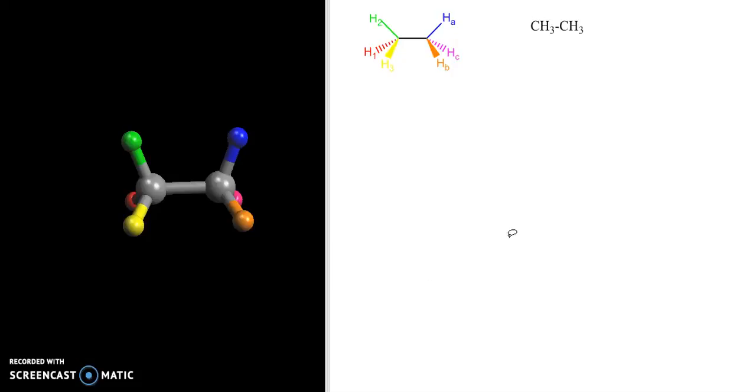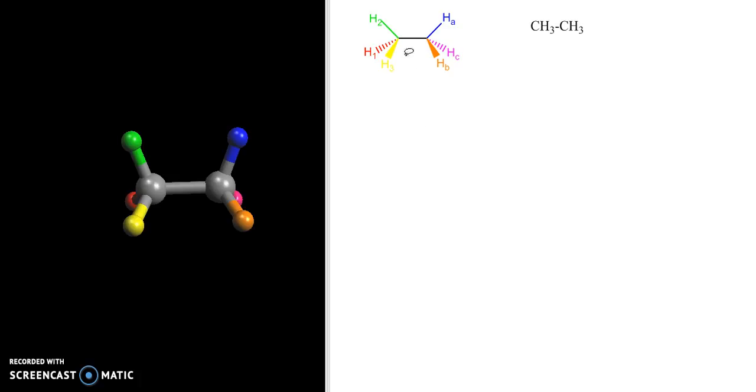I want to talk about the structures and conformations of simple alkanes using Newman projections. And we're going to start with a very simple alkane, which is ethane. I've drawn it here in what is sometimes called the sawhorse projection. And what we're going to do is think about converting this to a Newman projection.